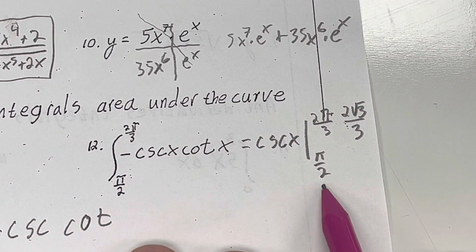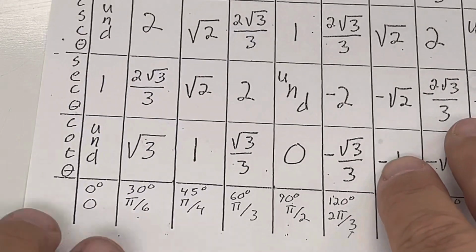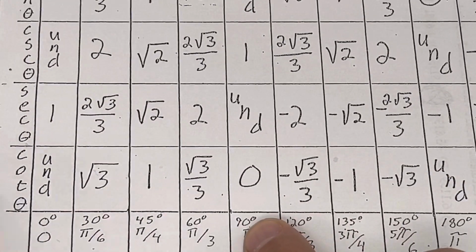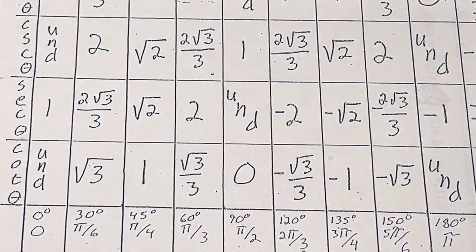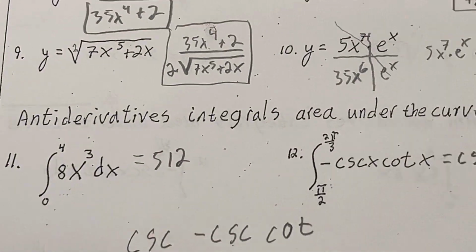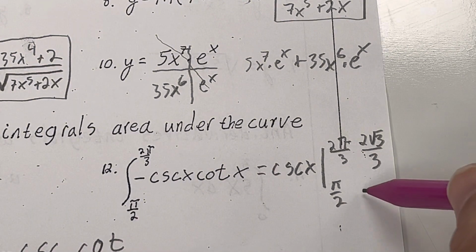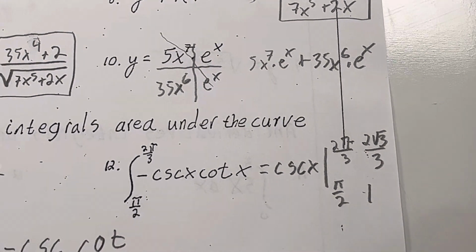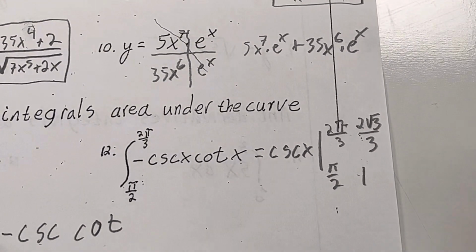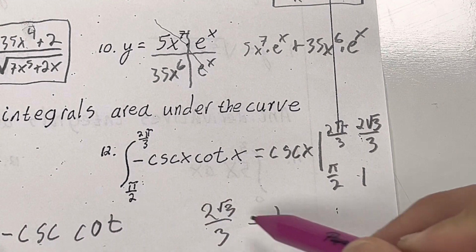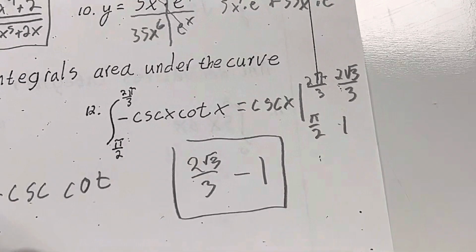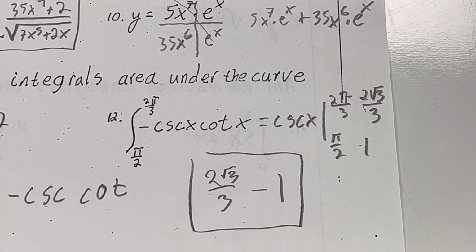Now I have to find out what cosecant of pi over 2 is. Find pi over 2. Find cosecant. Pi over 2 and cosecant meet up at 1. So that's going to go to 1. Here it comes, the fundamental theorem of calculus. 2 root 3 over 3 minus 1. You aren't going to do it on the calculator. Good luck.